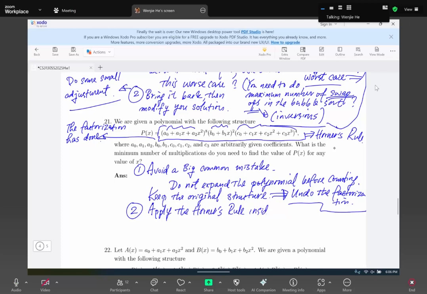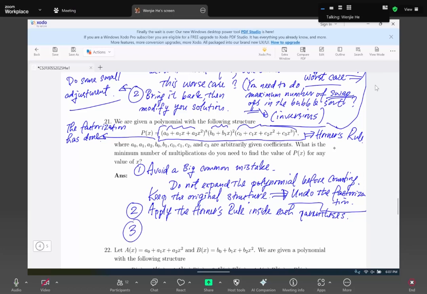Inside each parenthesis. Okay? Yeah. Inside each parenthesis. Yeah, that's the second worst mistake you need to avoid. Third mistake. Okay? Third worst mistake. Also pretty common. Number 3. All right.